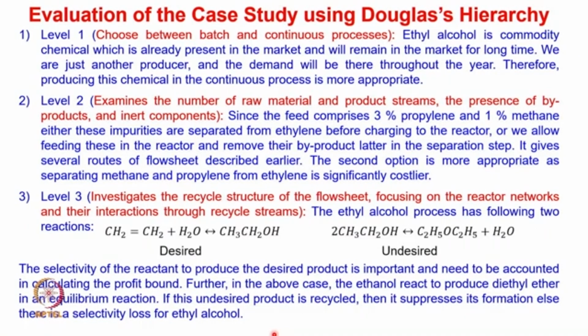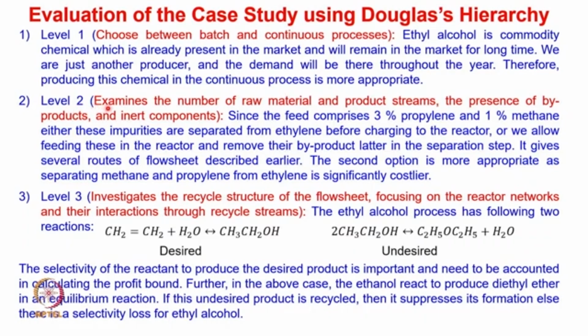So once this is done, now we wanted to evaluate the obtained flow sheet. So for that we are using this decomposition method suggested by Douglas. So in level 1, clearly we have to select whether the process should be batch or continuous. So if we see that the ethyl alcohol, which is a commodity chemical which is regularly used, clearly it is going to remain in the market for a longer period of time, and also its demand is spanned over the entire time in a continuous manner. Therefore producing the ethyl alcohol by using a continuous method is more appropriate compared to the batch production.